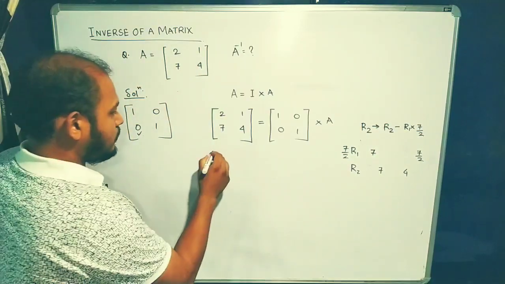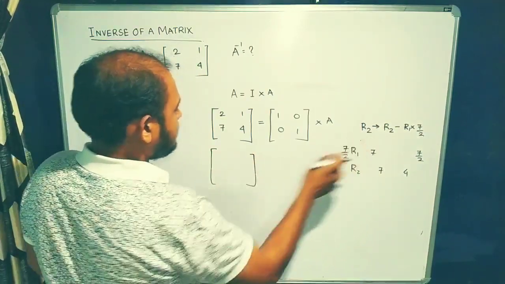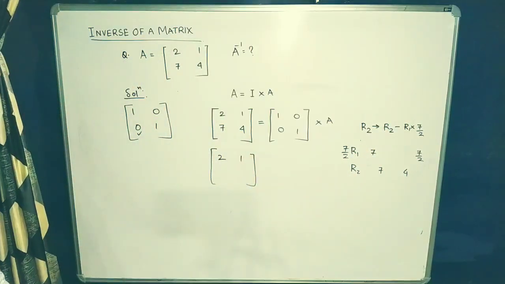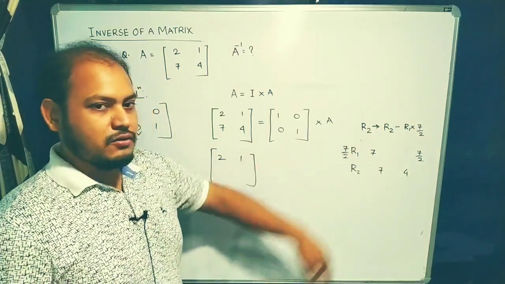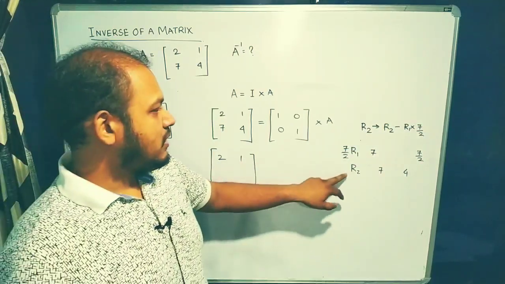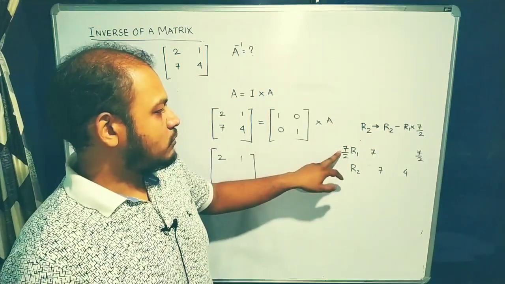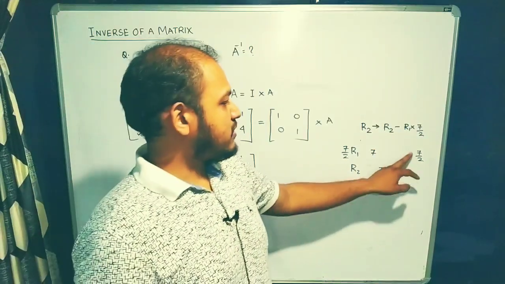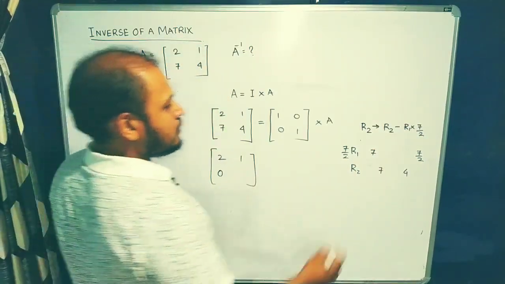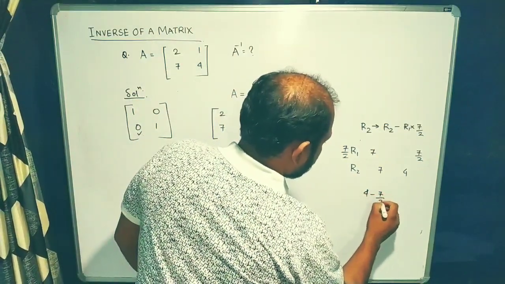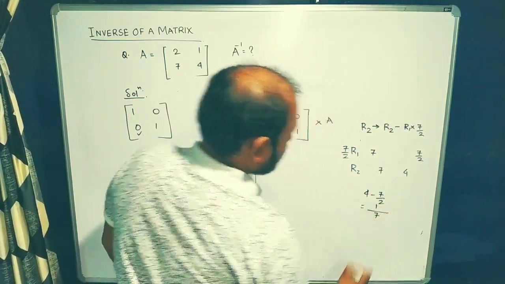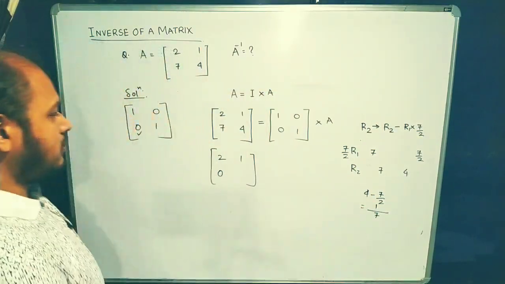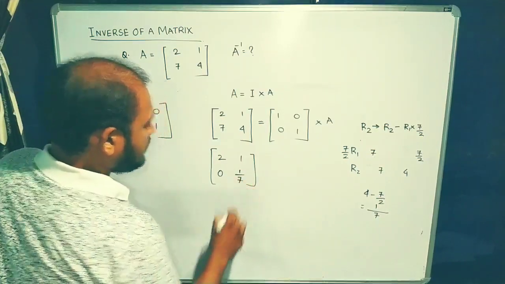So now we see that the first row is remaining the same, so let us keep the first row as it is, 2 1. First row is not getting changed, only the second row gets changed, and the second row becomes R2 minus 7 by 2 R1. So 7 minus 7 is 0, put it here, and then 4 minus 7 by 2 gets in this position. So what is 4 minus 7 by 2? If you take LCM and then simplify it, it becomes 1 by 2. So you have to put the value here, 1 by 2.